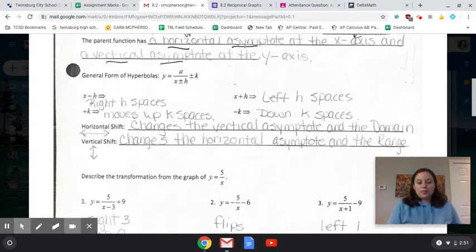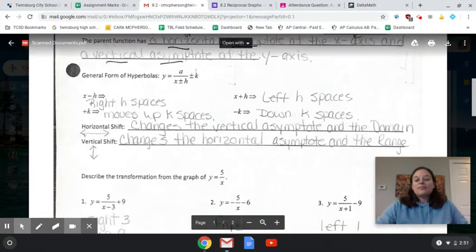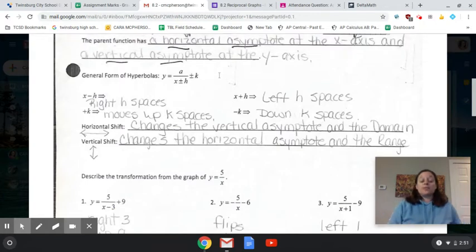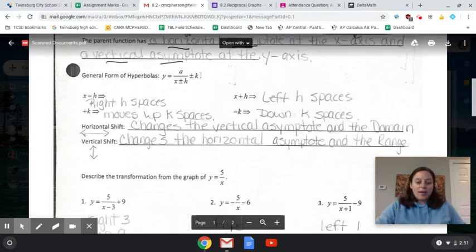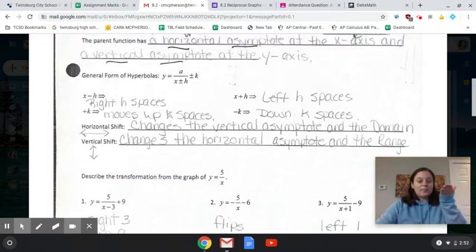You may want to take a picture of the screen just to help you with that so you don't have to refer back to this video. The number after the fraction, so after you have the a over the x plus or minus h, any number that you have at the end is going to shift it vertically, up or down. So if we add a number on the end, like a plus 5 at the end, that's going to move it up that many spaces. If we subtract, it's going to move it down.